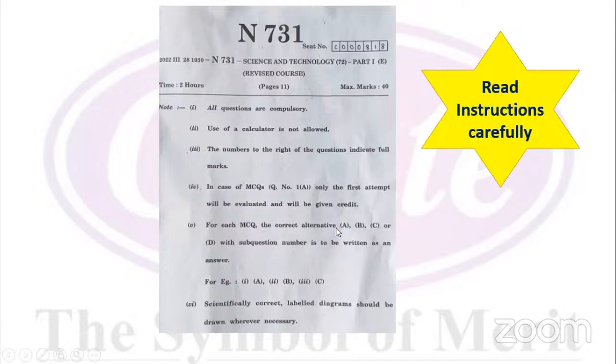For each MCQ, for the correct alternative, you have to just write down the alternative like A, B, C, or D. There is no need to write down the options, that means the answers, into that. You can see here, for example, question 1 A, second B, third C. So this is a very important instruction for you to avoid any confusion. And the last one is that a scientifically correct labelled diagram should be drawn whenever necessary. That means they will not always ask you to draw the diagram. Whenever you think you have a diagram in the textbook related to that question, then you should draw that diagram. So that is about the instructions.